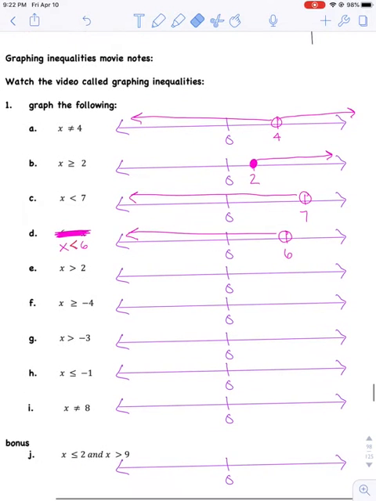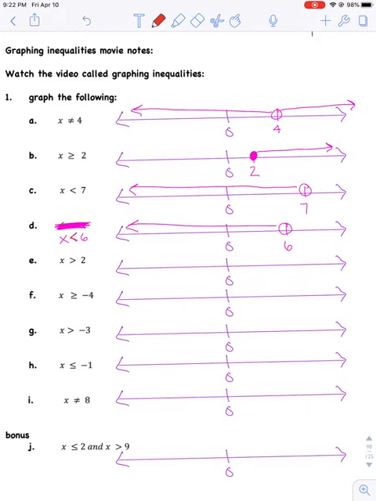All right. I'm going to have you guys try E through I and then come back when you're done with those. Pause the video, try E through I. All right. Hopefully you are done with those. And I'm going to go over a couple of the answers now.